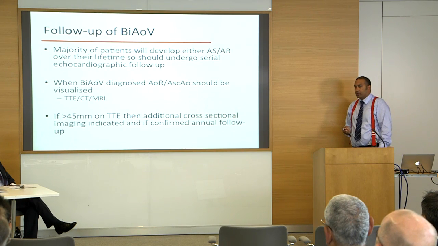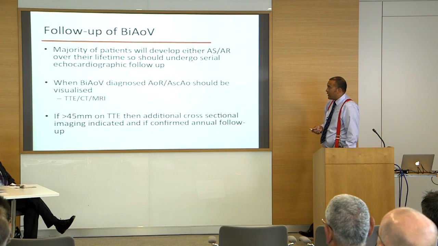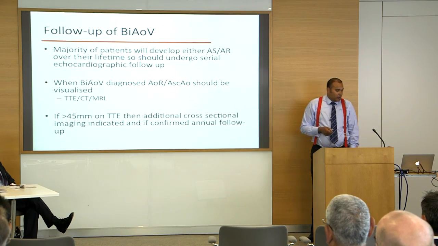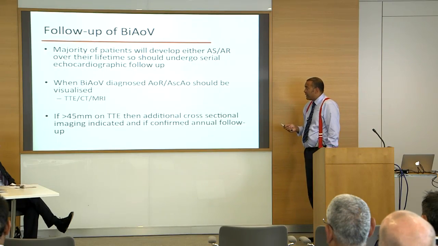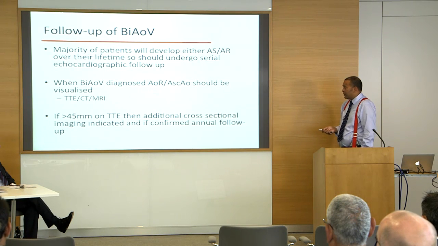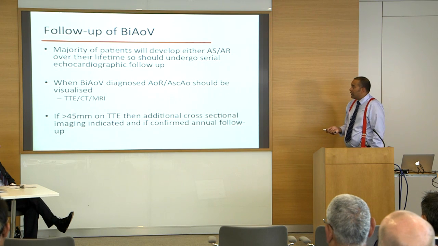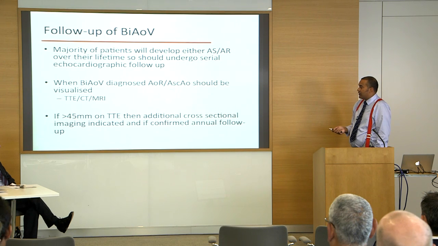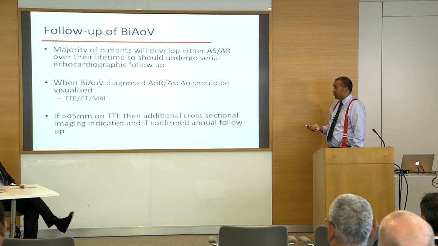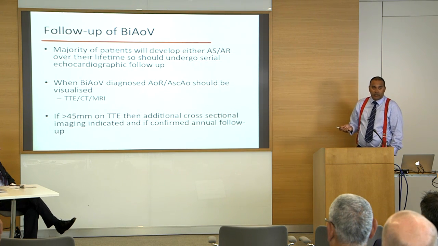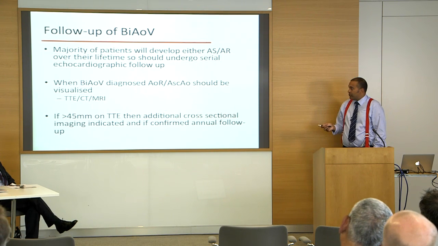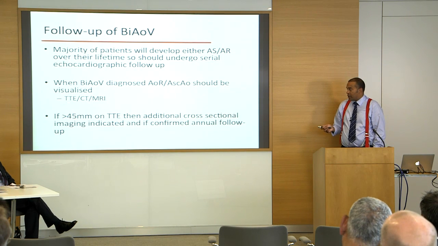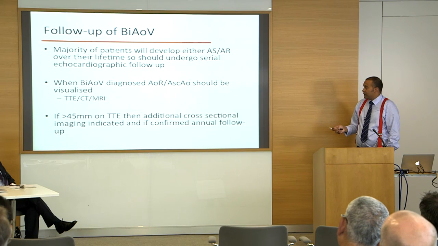And a large proportion of patients with a bicuspid valve will develop aortic stenosis or aortic regurgitation over their lifetime, and so they should undergo serial echocardiographic follow-up. When you diagnose a bicuspid aortic valve, you should try and visualize the aortic root and the ascending aorta. It may be perfectly acceptable to visualize it by transthoracic echocardiography, but you may need CT or MRI.